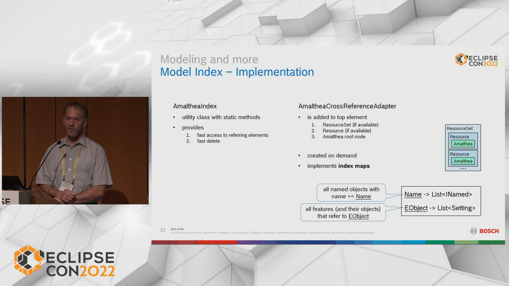And this adapter contains some maps that are used for these references. We have two maps. One is name to all objects of that name. And the second one is regarding which objects and which features are referring to this object. This makes it quite fast if you want to load models, for example, and you want to deal with these name-based references also.